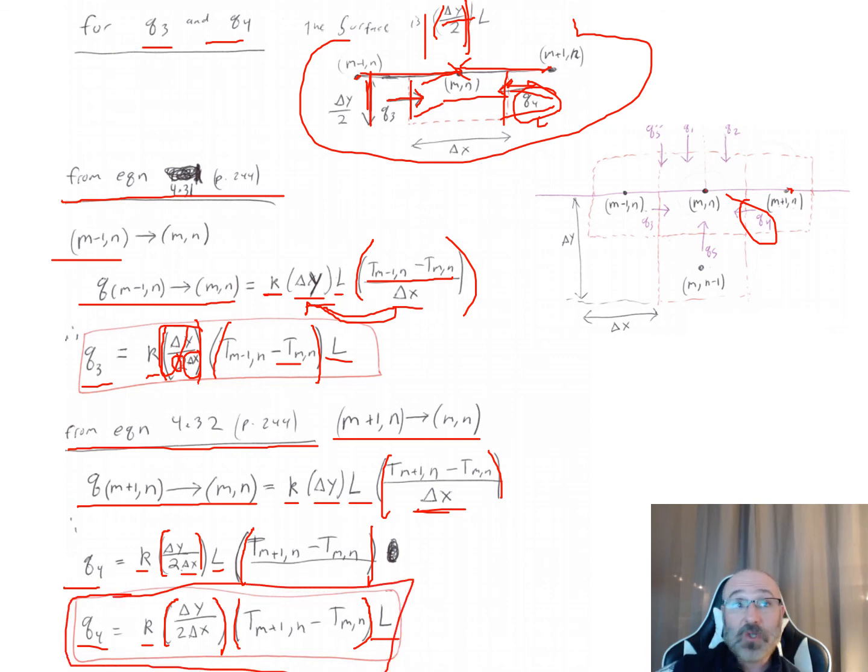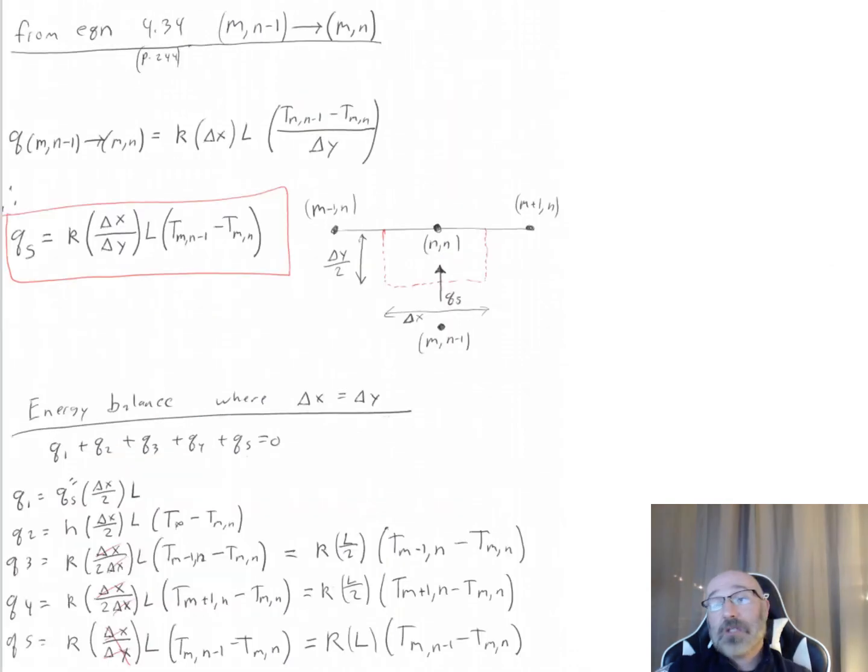So far in our solution, we have a Q1, Q2, Q3, and Q4. The only one we don't have now is our Q5 that we can solve for. So now solving for our heat rate for Q5, we can go to equation 4.34 in our textbook, going from m,n minus 1 to m,n.